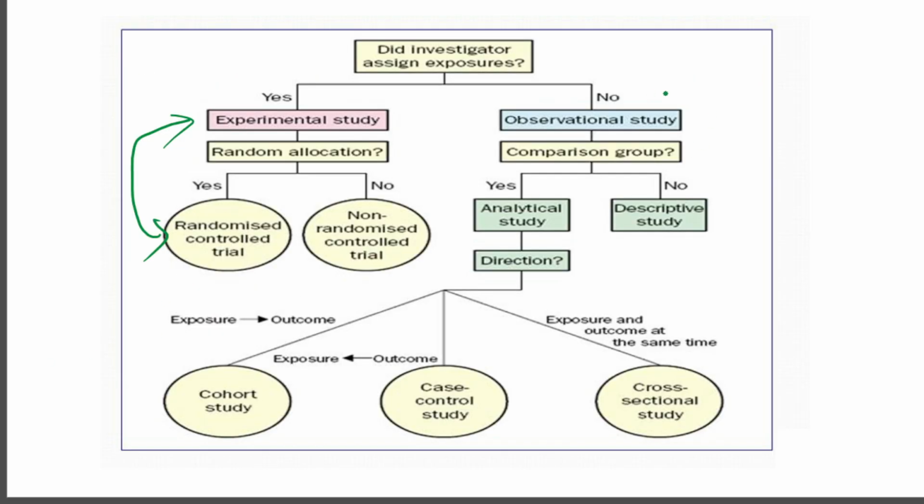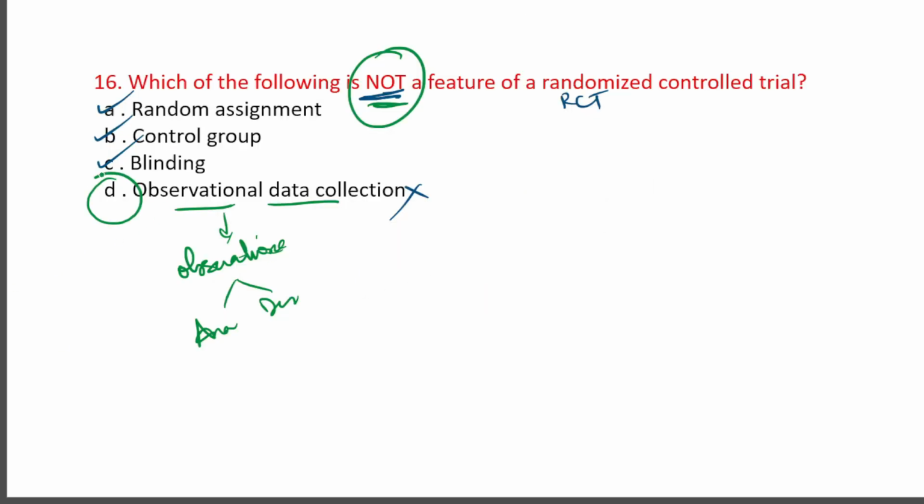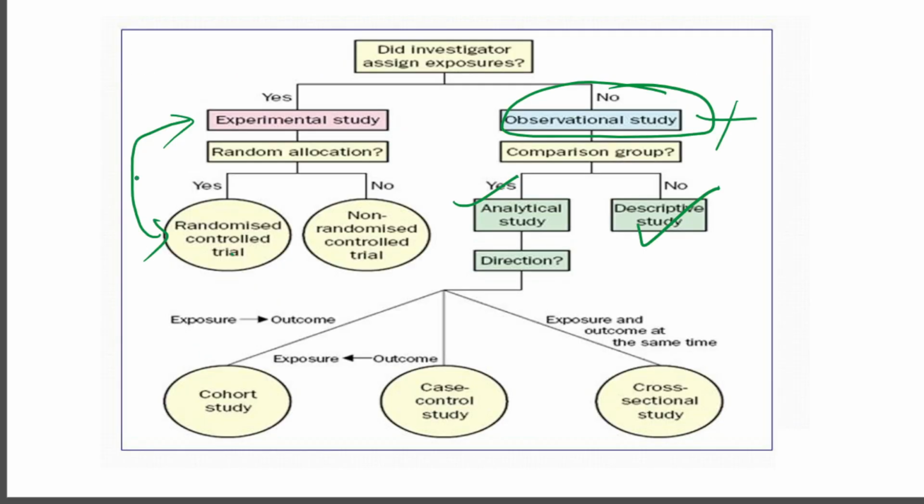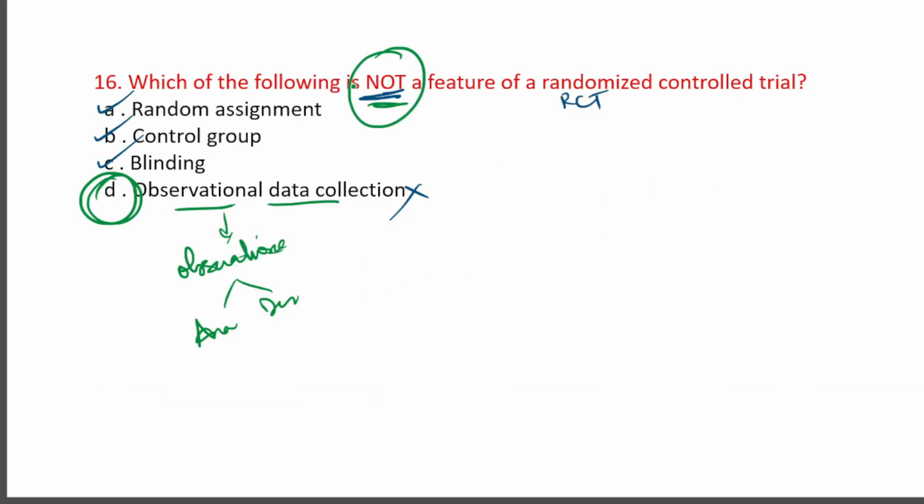See this chart over here. This is observational studies, analytical type, descriptive type. So the randomized control trial doesn't come into the observational study, it comes into the experimental study. Therefore, we have taken option D as the answer for this question. I request the students again to get well versed with this chart of epidemiological studies. Please remember this question and also the answer.